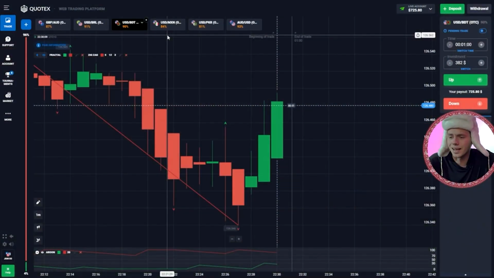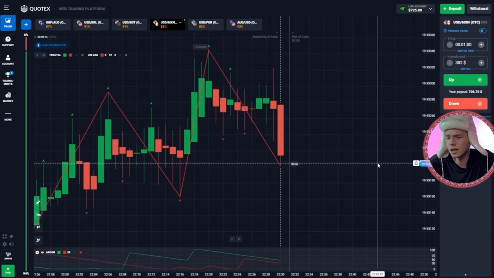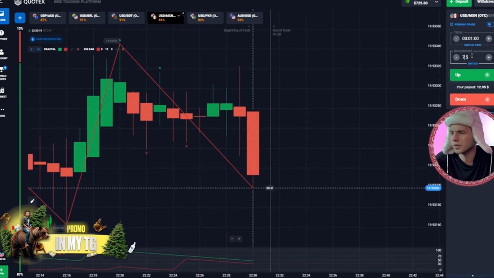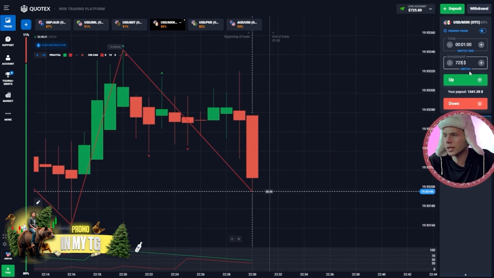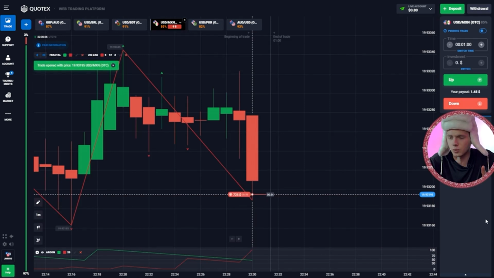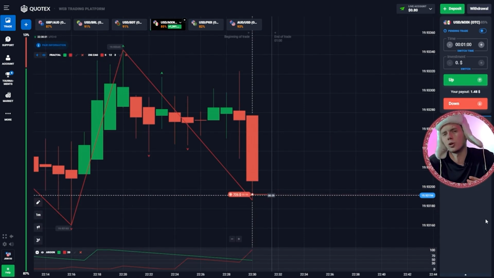Alright guys, here is another trading pair. Let's take a look at what's happening over here right now. Alright, interesting. Let's set up the amount first. 725, okay. Right now I'm opening a sell trade over here, guys. Opening a sell trade. If you take a look at the Aroon, it is very good, okay.